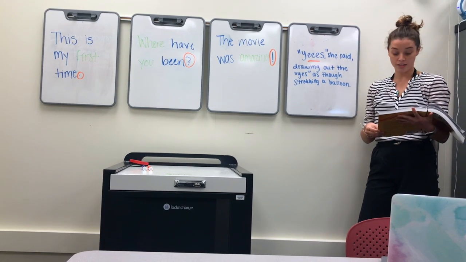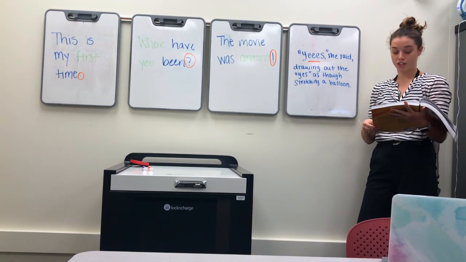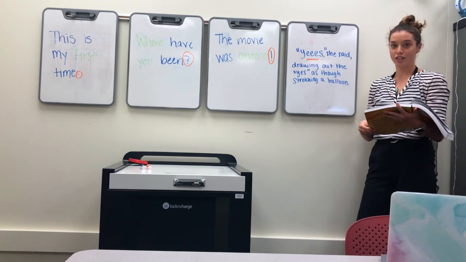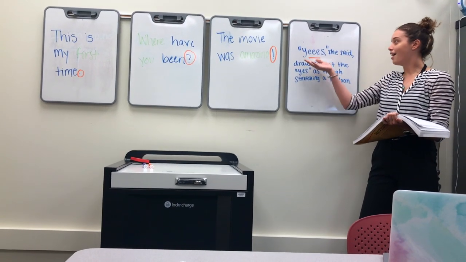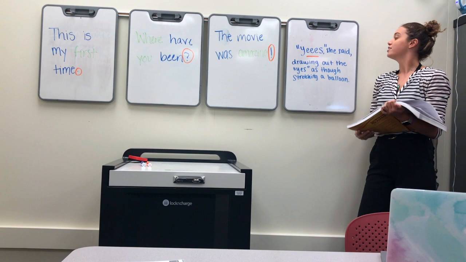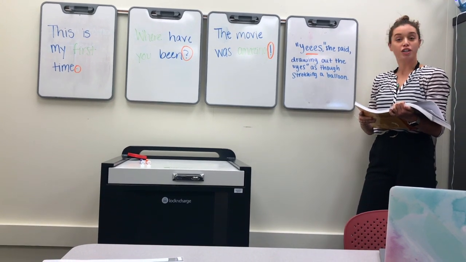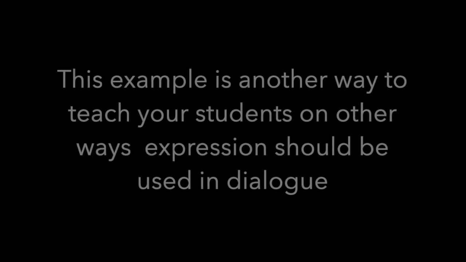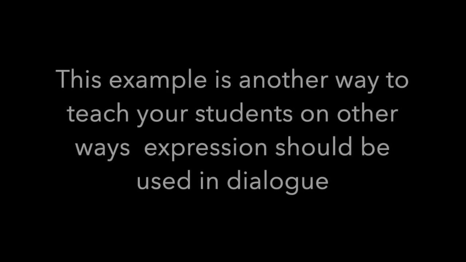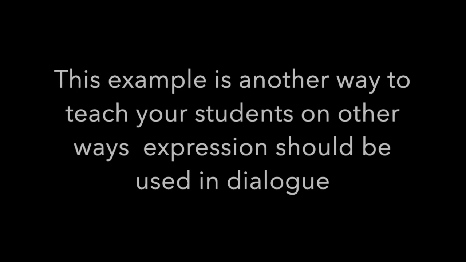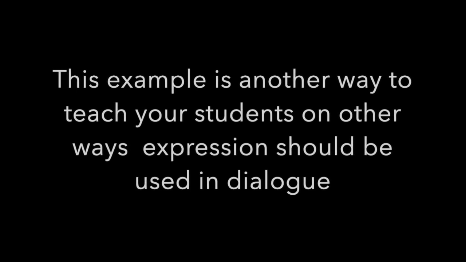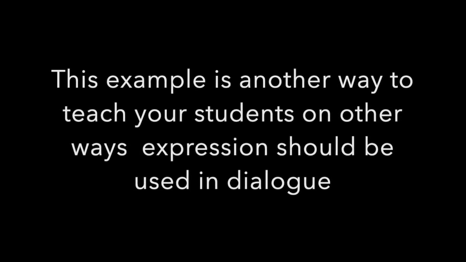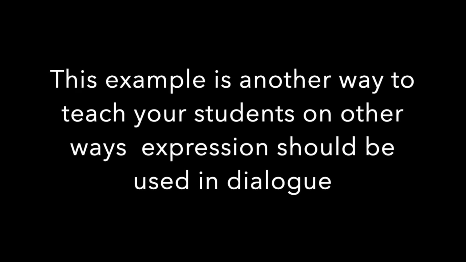Listen as I read the sentence and pay particular attention to how I stretch out the word yes. So, yesss, she says, drawing out the yes as though stretching a balloon. In this example, usually students would have the same book in front of them. So this is basically saying that when they are reading and they have good fluency, they should be reading this as in like having a conversation with someone.